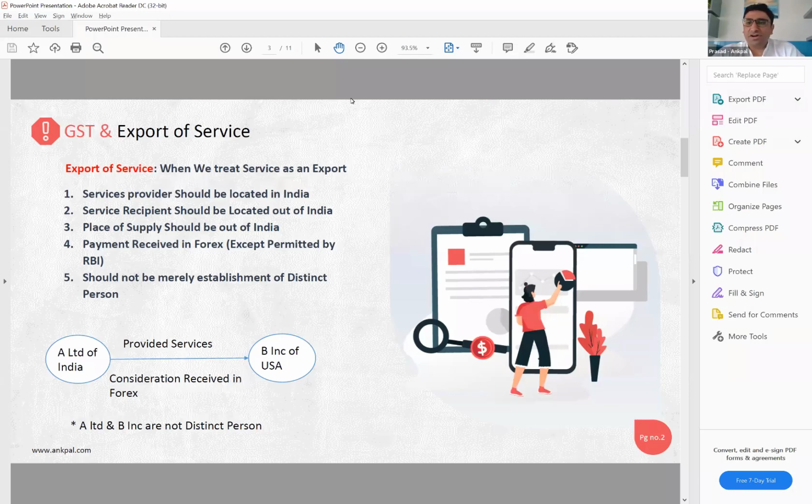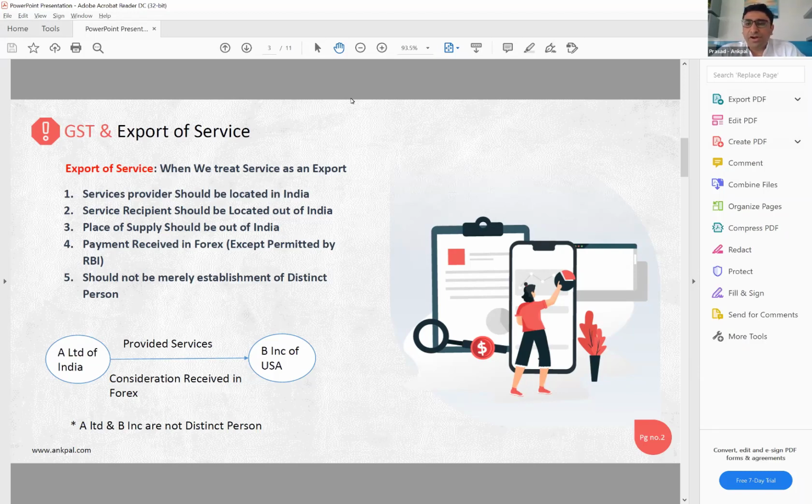Because our Indian bank has not received the funds in Forex currency. But say, for example, a US company advises Chase, or JP Morgan, to just give INR of 1 lakh rupees equivalent to a dollar amount, right? And we will receive that directly through Chase in our bank, 1 lakh INR. Right? So these are the cases. But here the condition is that the payment should have been received in Forex. The Forex currency must be there in the conditions, and it should not be merely an establishment of a distinct person.